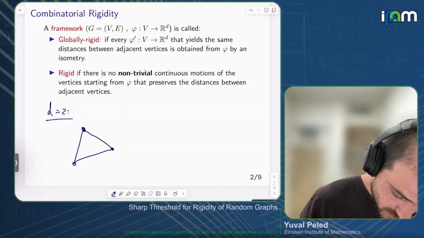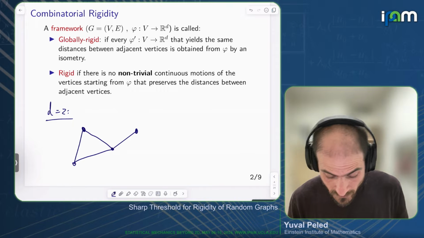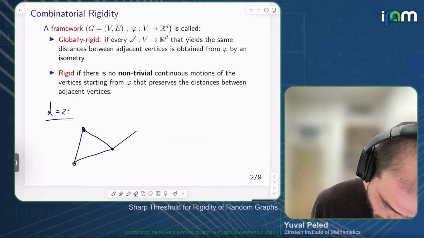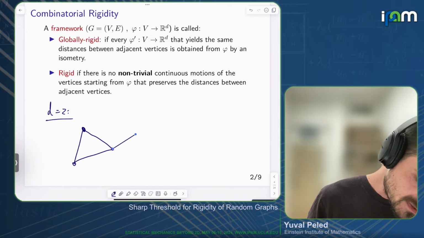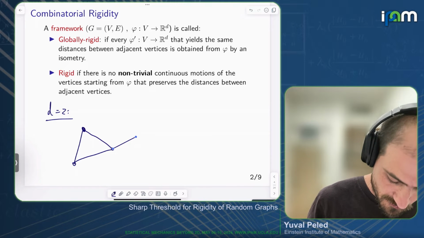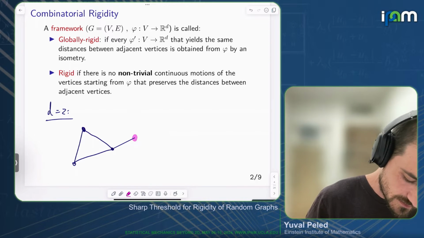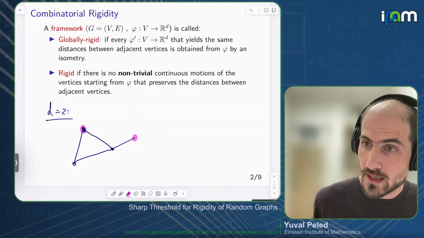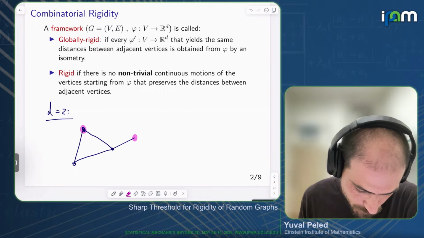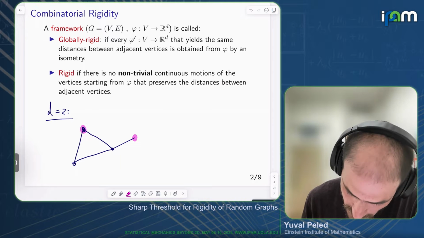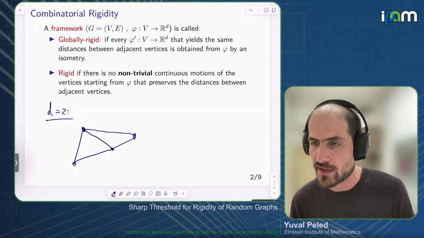If I would add another vertex, like here, connected to this one, then this graph will not be rigid because I can just move this new vertex in a way that preserves all the distances between the edges of the graph, but for instance, it will not preserve the distance between the new guy and this guy. So this motion does not arise from an isometry of the plane. Hence, this graph is not rigid. If I want to make it rigid, I can add another edge. So this is an example of a rigid graph.